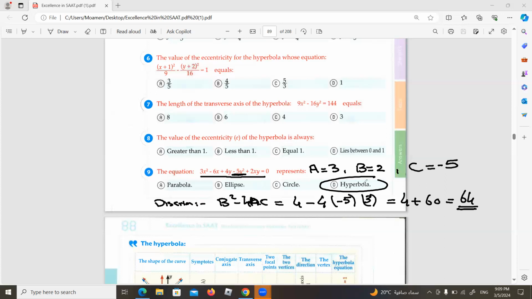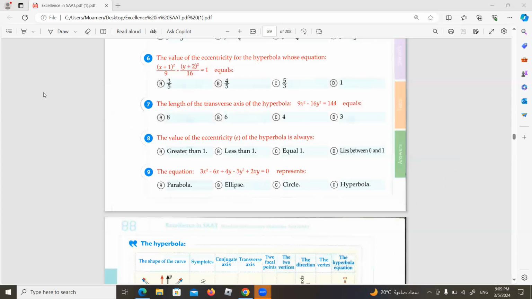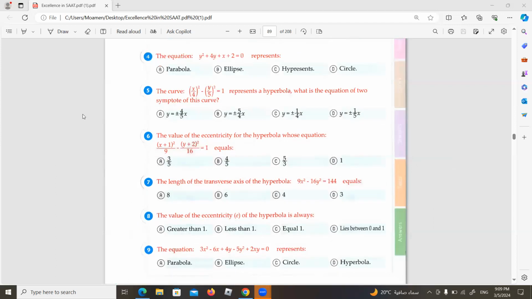We return back to number 5. What is the answer of number 5? Let's check the curve. He gave me the curve: x over 4 all power 2 plus y over 5 all power 2 equals 1 represents a hyperbola. What is the equation of the two asymptotes of this equation?